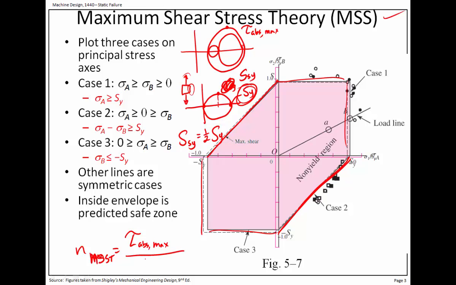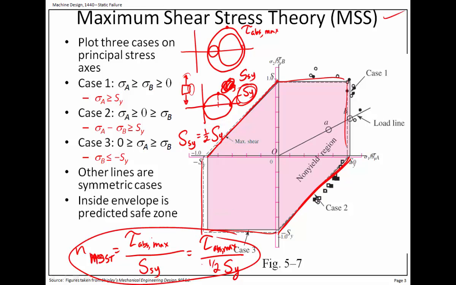Stress that we calculate divided by the shear strength, which we could also say, and we'll just go ahead and write that. I'll write it again, and we could say that it's going to be 1/2 the yield strength right there. So that's the maximum shear stress theory right here. That's how you calculate what the safety factor is predicted by that theory.